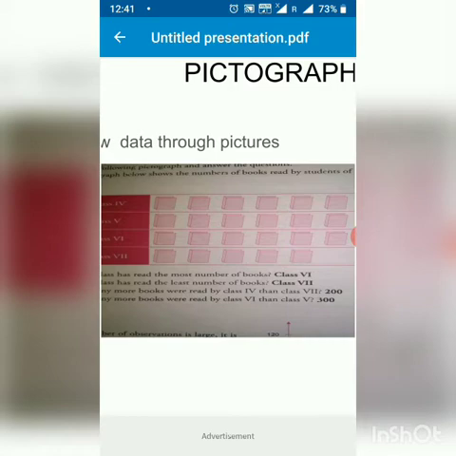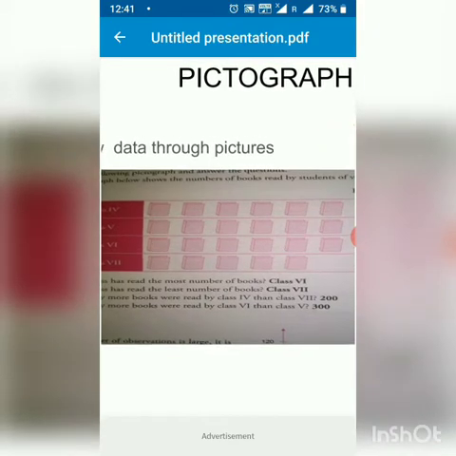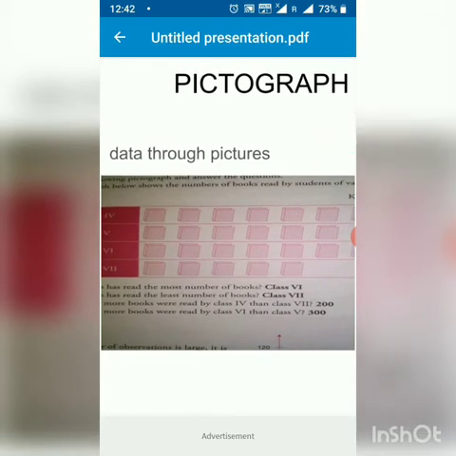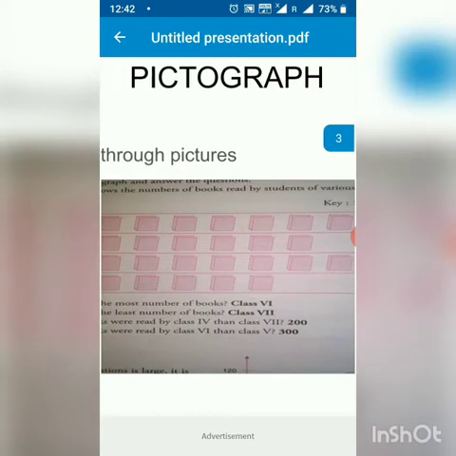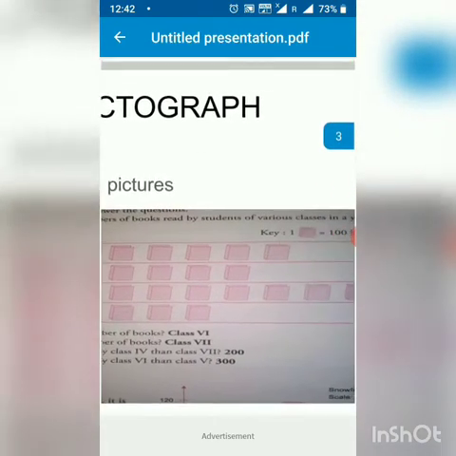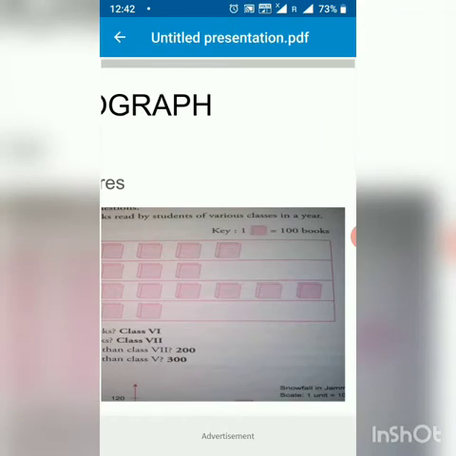So here, if the number of information, suppose in class 4 the number of students is more, so to represent that number we can represent one symbol as a fixed amount so that we can get more information. Suppose 100 students are there, we cannot draw 100 pictures here, it is not possible. So here what we can do, we can take one picture as a fixed number. Here it is taken as one picture is equal to 100 books.